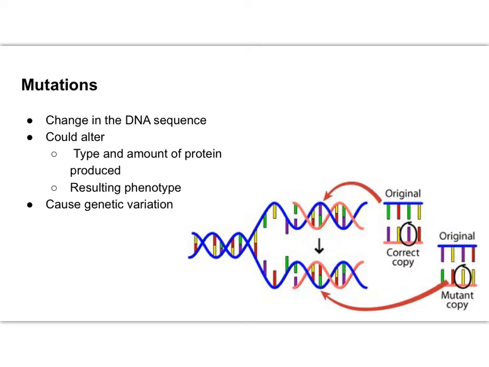And these changes could alter both the type and the amount of the protein produced. So they could change, and now you're producing basically a different protein, or you could produce more of a protein or less of a protein. They also, in turn, could change the phenotype. Remember, phenotype is dictated by the DNA, by the genotype. Phenotype is dictated by proteins that are made, because that's all DNA can do is make proteins.